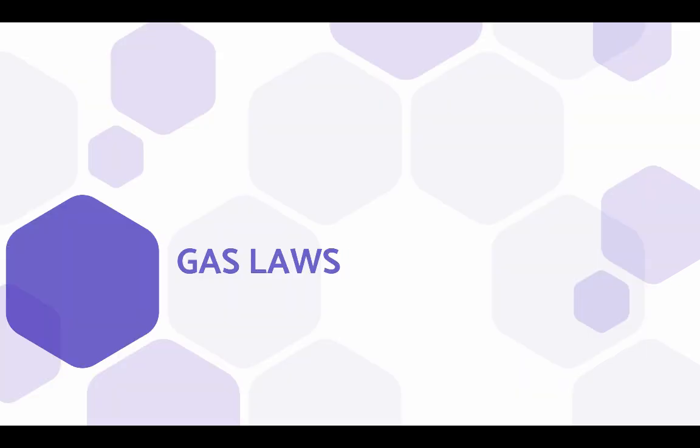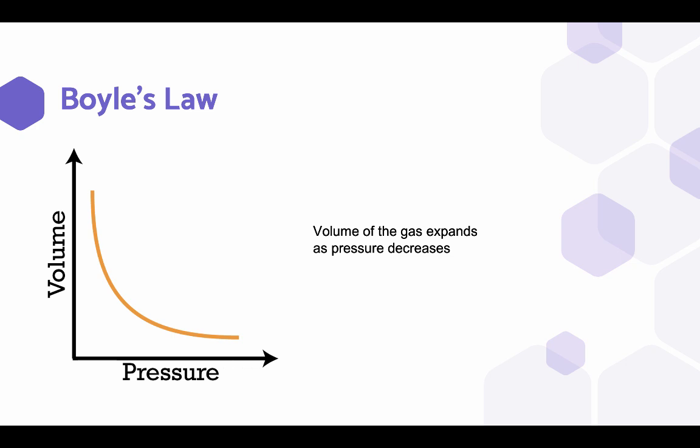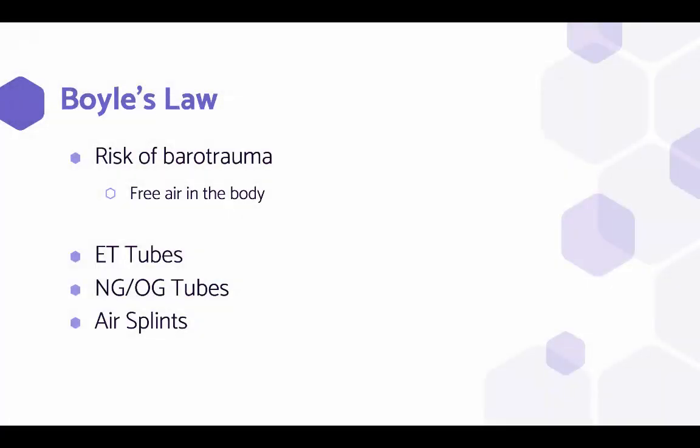And with those changes in altitude, with those changes in barometric pressure, there are a number of gas laws that we have to be mindful of. First one that we'll talk about is Boyle's law, and that says that the volume of gas is going to expand as the pressure decreases. So as we go up in altitude, our pressure is decreasing, so the volume of gas is going to expand. This becomes very important because there's a risk of barotrauma as we go up in altitude. So there's free air in the body. That volume is going to expand.